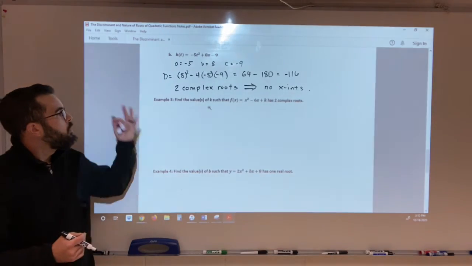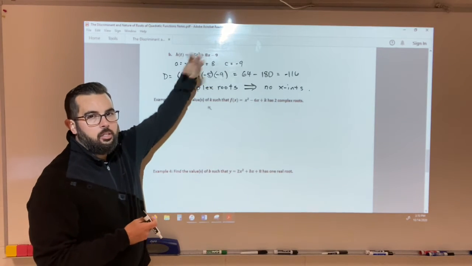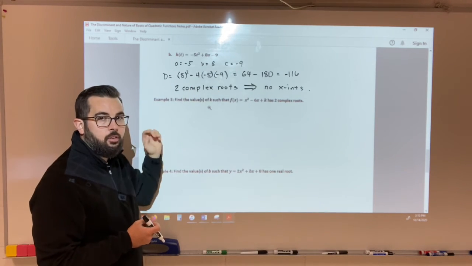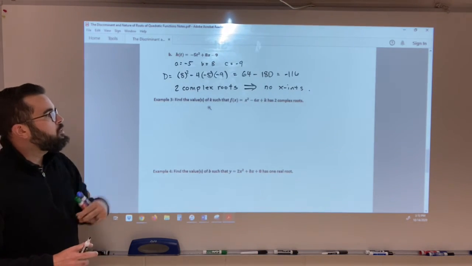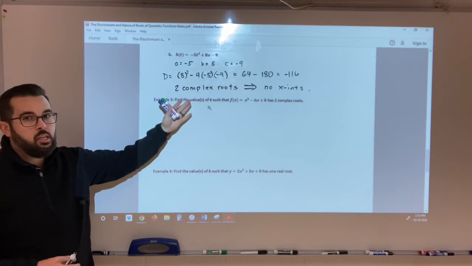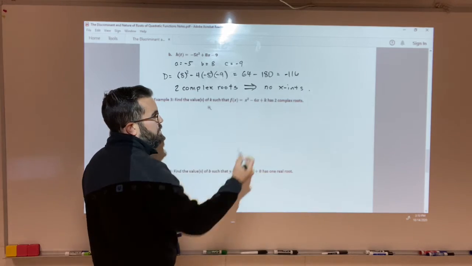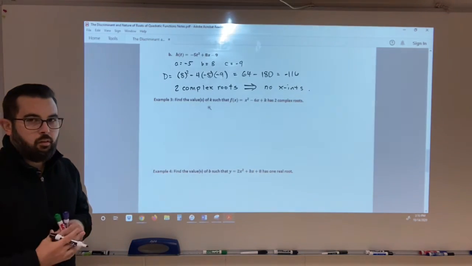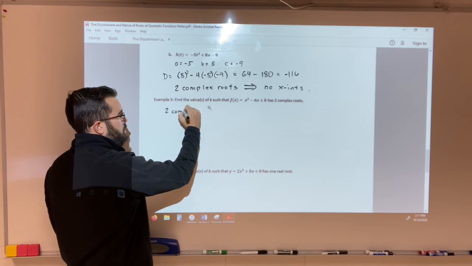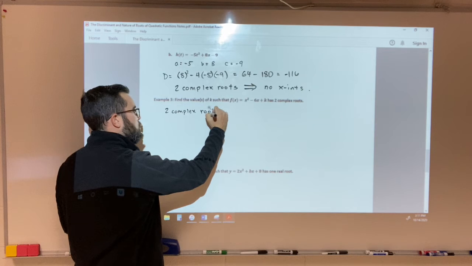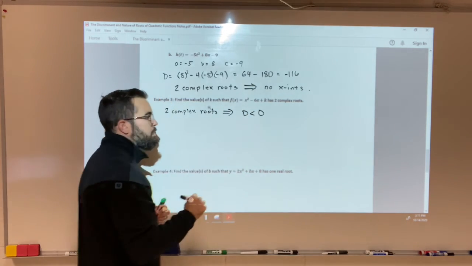Okay, so next example, we get away from just the plain, take the discriminant, use the chart to describe the nature of the roots, to something that's slightly more interesting. So, find the value or values of k, such that this function, x squared minus 6x plus k, has 2 complex roots. So, two complex roots, this is the thought process here, tells us that the discriminant has to be less than 0.